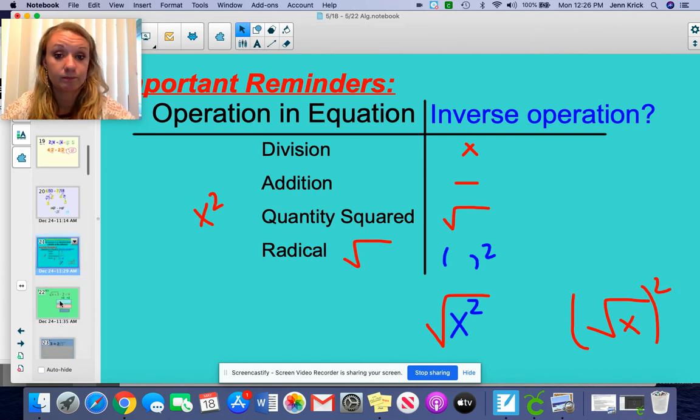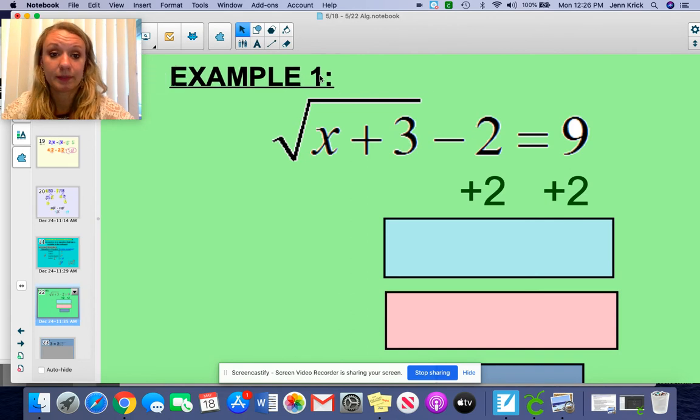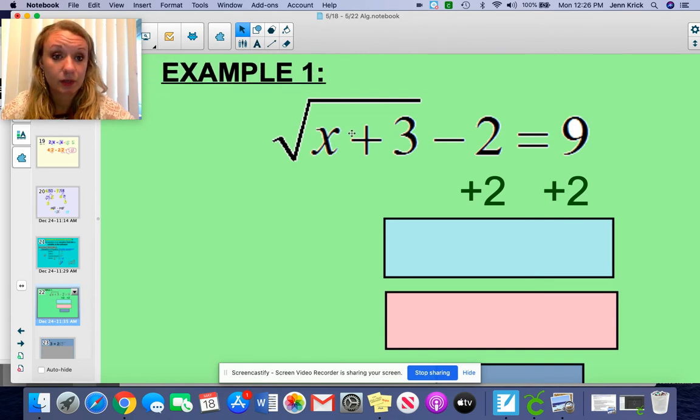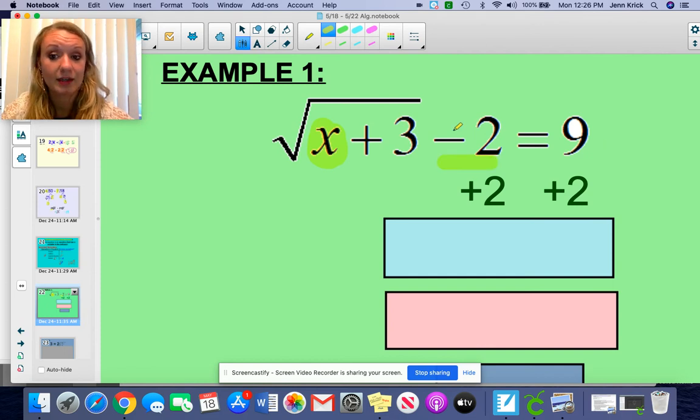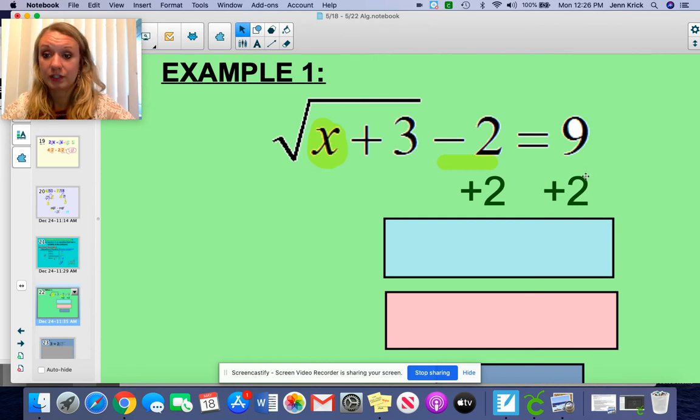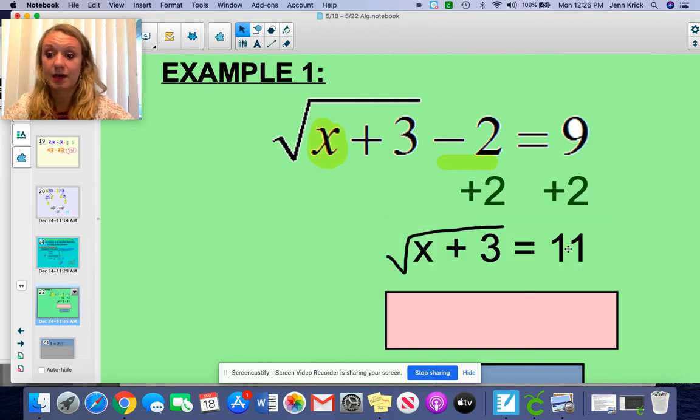So here we go. This is example number 1. You've got underneath the square root sign x plus 3, and then you've got minus 2 equals 9. Your goal is not only to get rid of this radical sign, but always, just like we're solving equations, to isolate x here. So the first thing that we can do, let's get rid of this minus 2 and move it to the other side. And again, if you've got minus 2, the opposite is the addition of 2. So I do plus 2, and that gives me 11 over here.